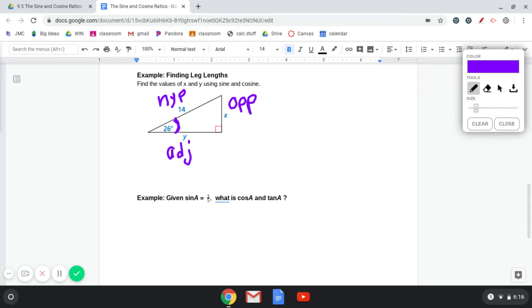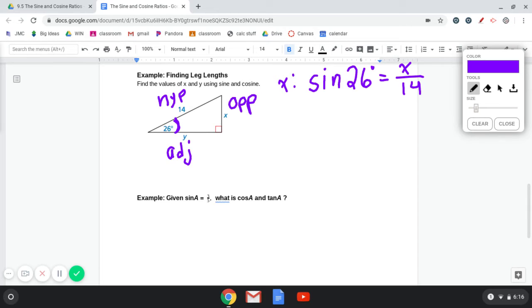So let's start with finding x. Alright, so x deals with this opposite side, so we need a trig ratio that deals with the opposite side. We're going to compare it to the hypotenuse. So then we have an unknown and a known value. That trig ratio is sine, because sine of an angle is the opposite side over the hypotenuse. So that means sine of this angle, 26 degrees, equals the opposite side, which is x, over the hypotenuse, which is 14.